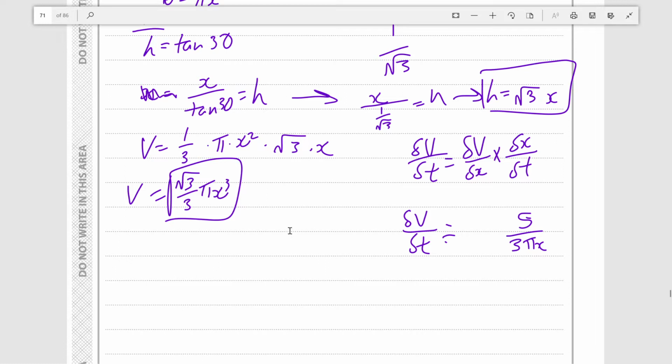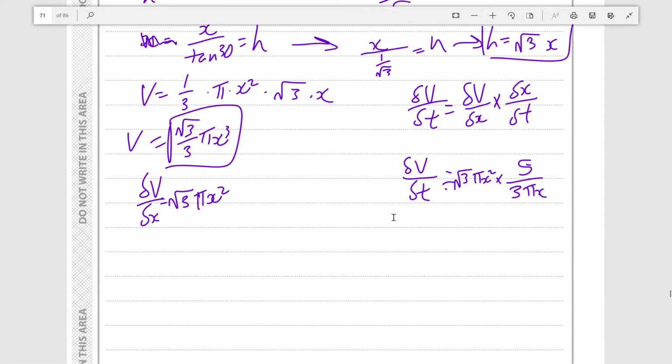Then you'll find that once we take the change in v for every little change in x, or dv by dx, this whole side here, √3/3 pi, is a constant, so we can kind of ignore it. And then x cubed differentiates to 3x squared, so this goes to √3 pi x squared. And then once we have this value of dv by dx, it will be √3 pi x squared times 5/3 pi x.